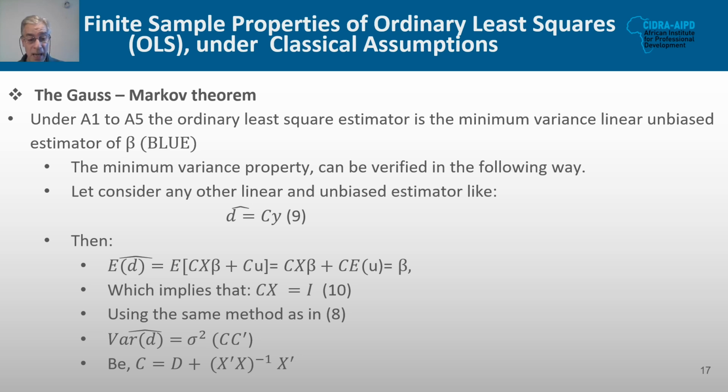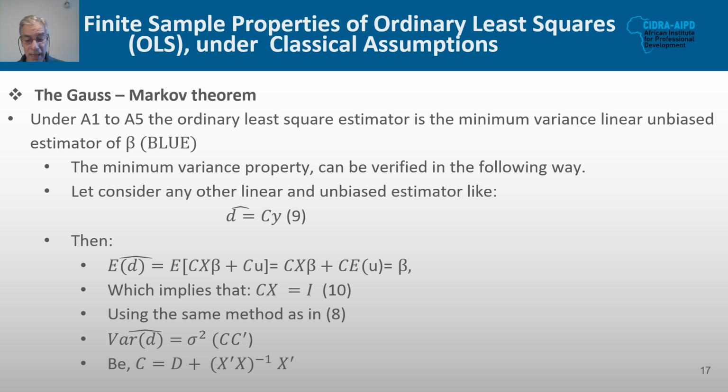And if we take the expectation of that equation and apply mainly assumption number 2, we have that the whole equation equals beta, but under one condition: that C times X must be the identity matrix. Otherwise, we cannot affirm that the expected value of b hat equals beta.